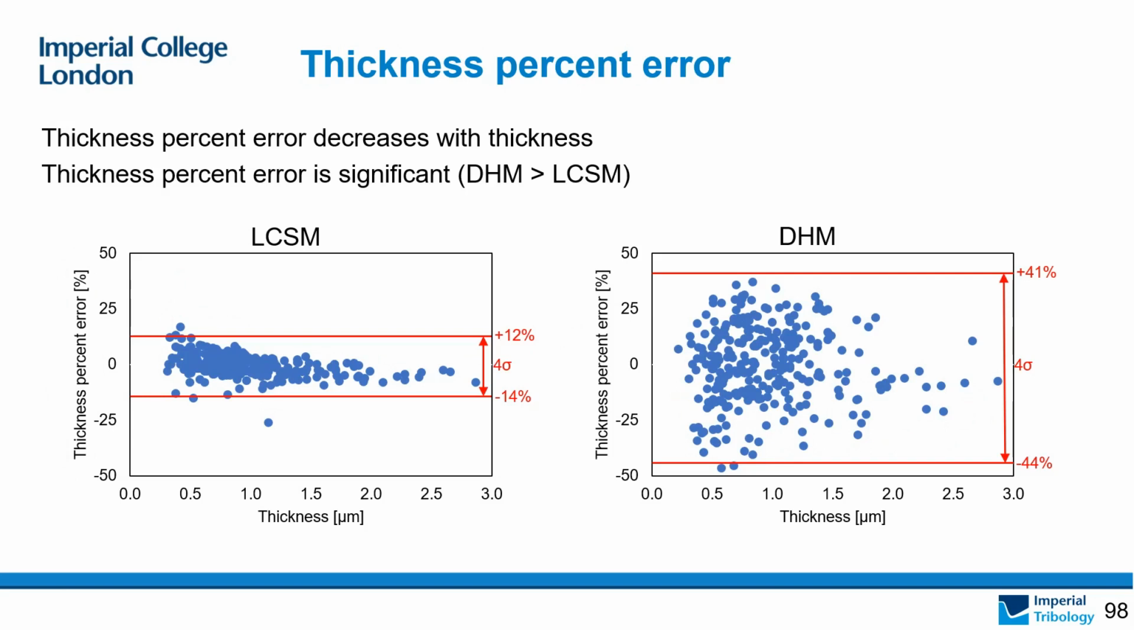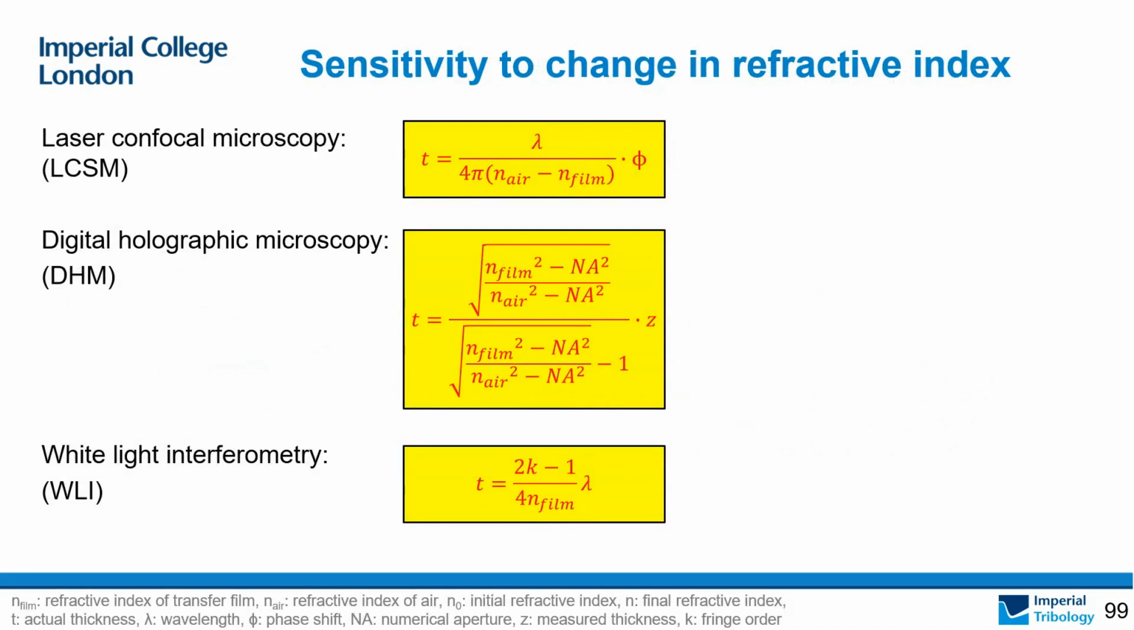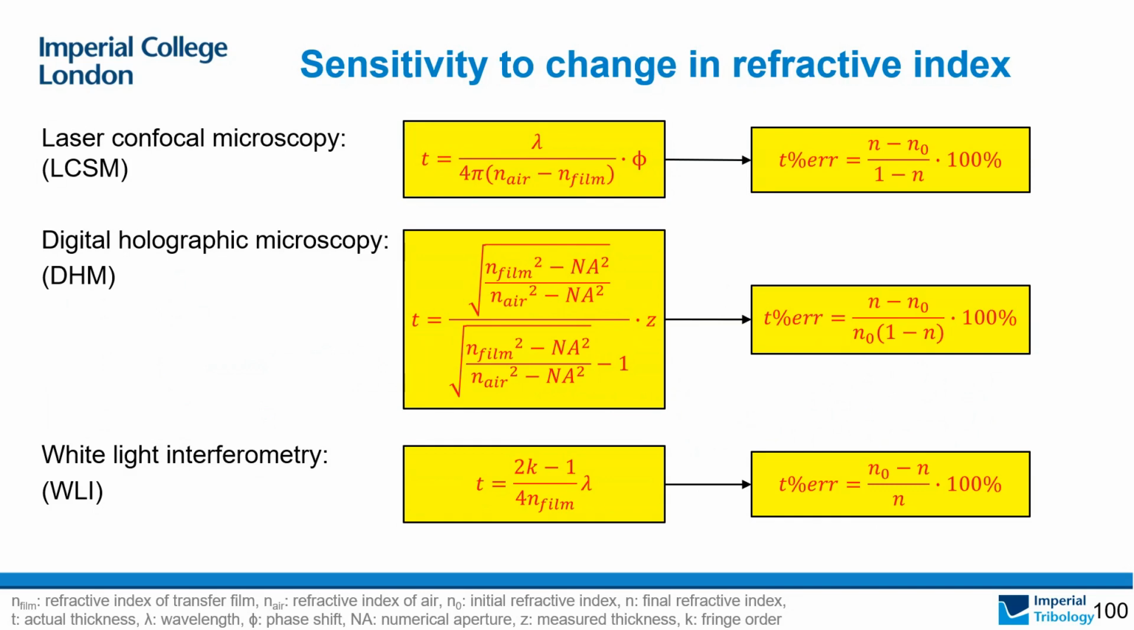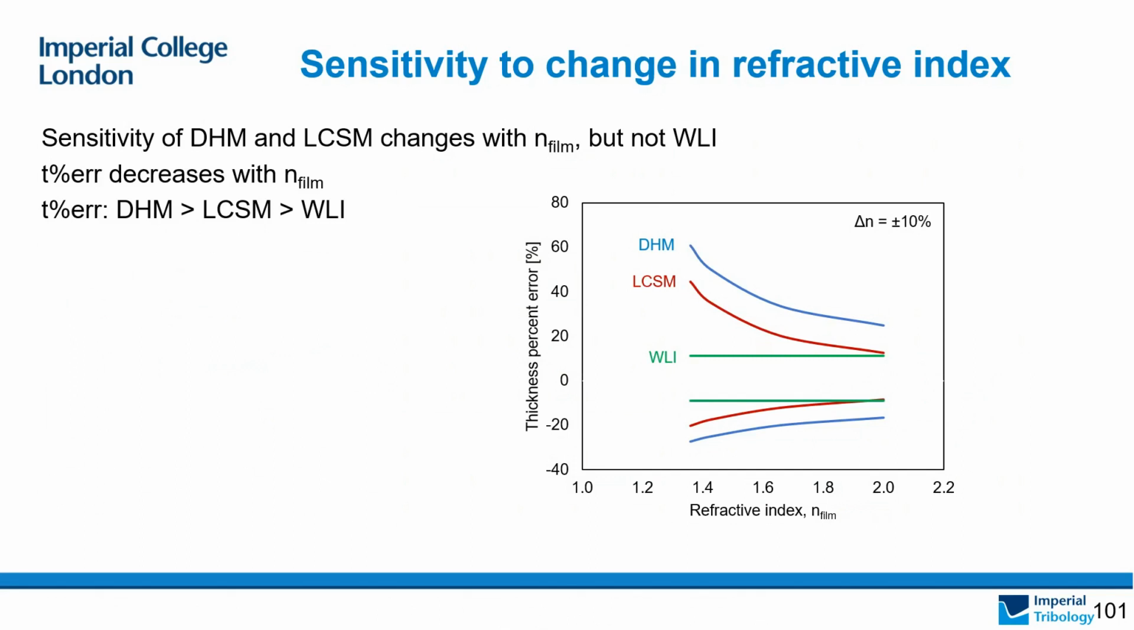A remaining question now is why the error from DHM is larger than the confocal. Here I have the governing equations for confocal, DHM, and white light interferometry. And I convert these equations into thickness percent error. And this graph visualizes the three equations that I showed you just now. And it tells us how thickness error changes with refractive index for different optical techniques.